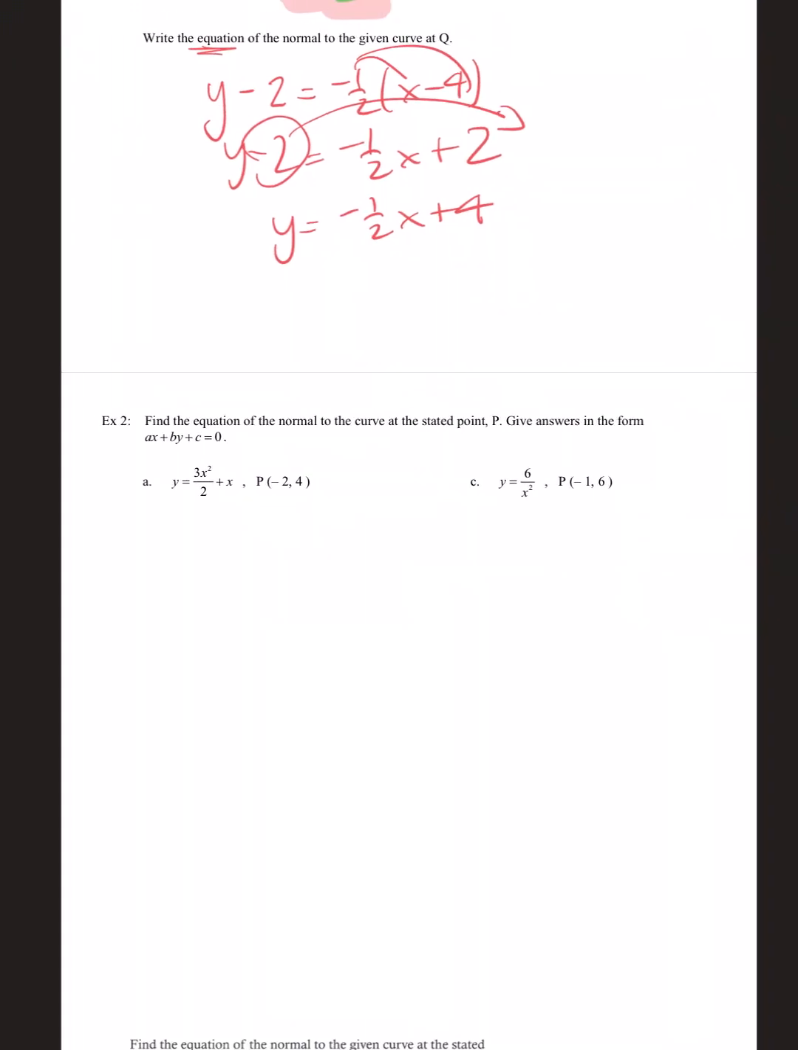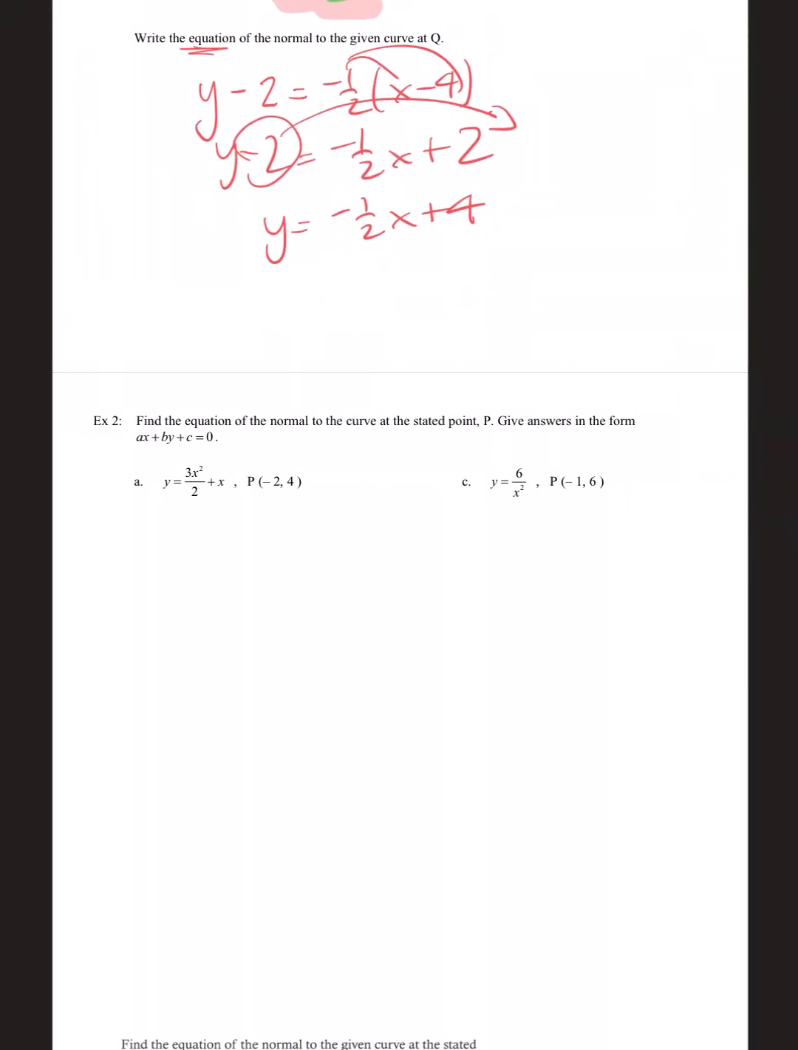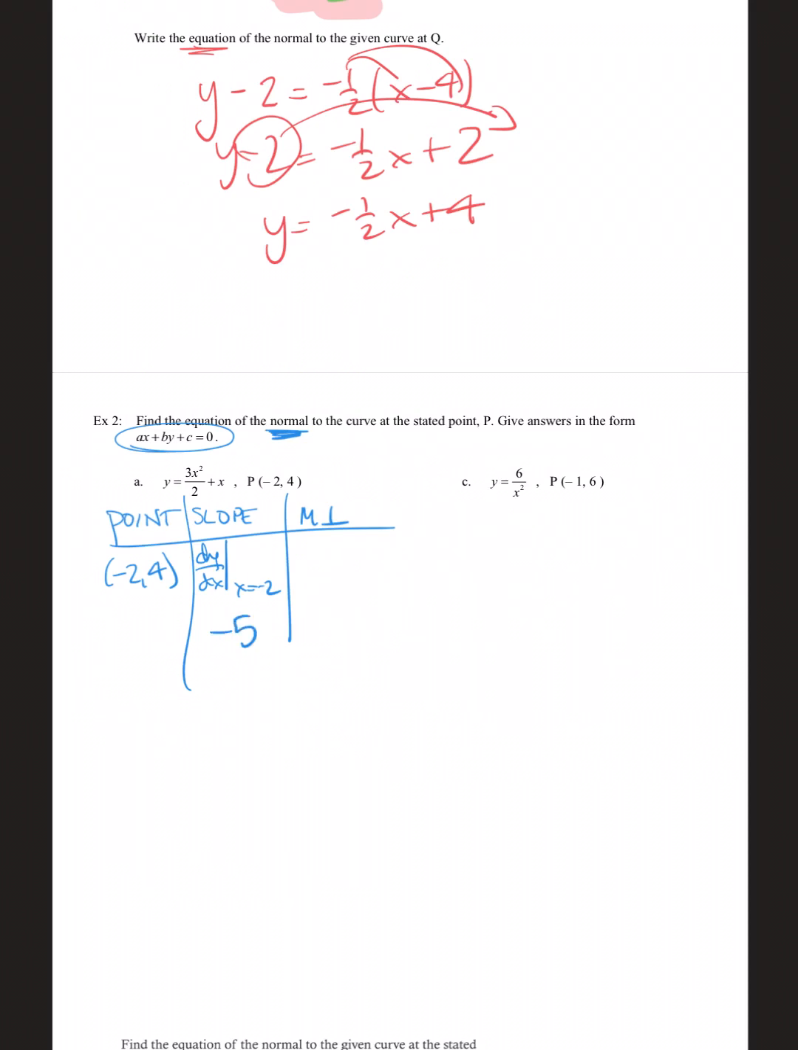Okay, so we're going to try a couple more of these. Again, notice, this is very, very important, that it wants the equation of the normal, okay? And this time it's asking for answers in standard form. So, because it wants the equation of the normal, I'm going to change my table a little bit, and I'm going to put perpendicular slope for the last one. So the point is given, the derivative when x is negative 2, this is where you have to use your calculator. For this one, it comes out to be negative 5. And then that makes the perpendicular slope the opposite, so it'll be positive, and then the reciprocal, 1/5.